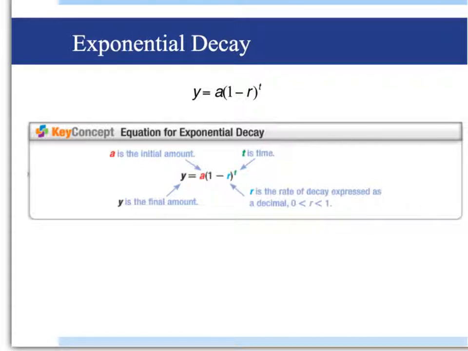Now, the equation for exponential decay is almost exactly like the exponential growth formula. However, you'll notice that the plus sign in the exponential growth is replaced with a minus sign in the exponential decay. The letters in the equation all mean the same thing, where a is the initial amount, t is the time, r is the rate expressed as a decimal, and y is the final amount.